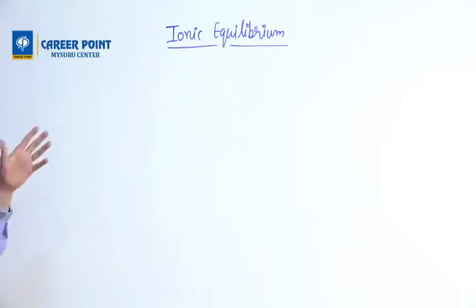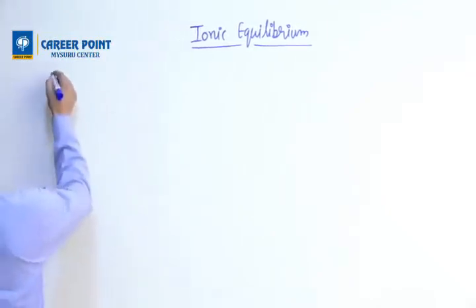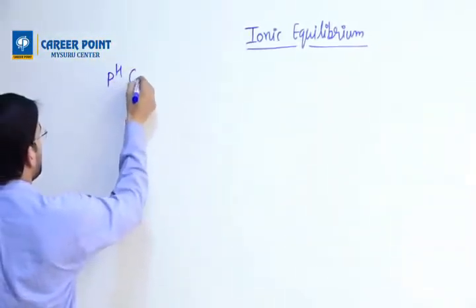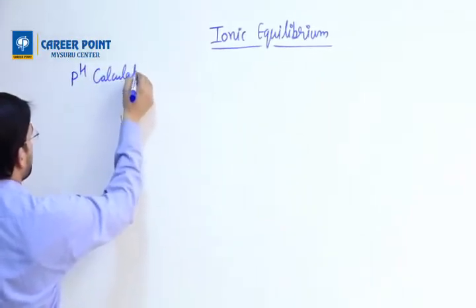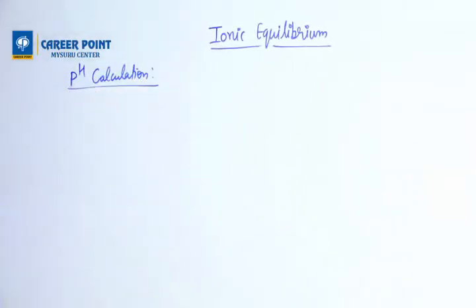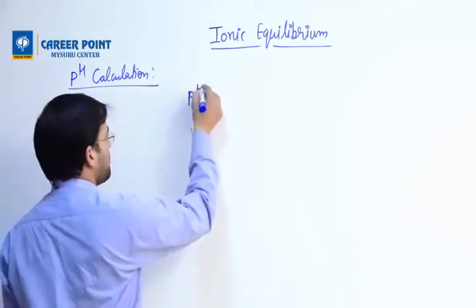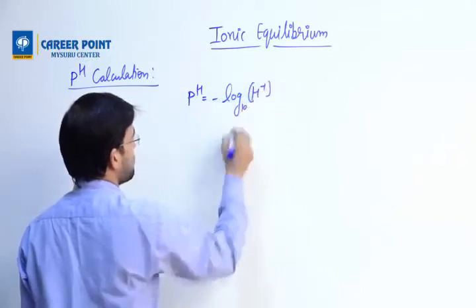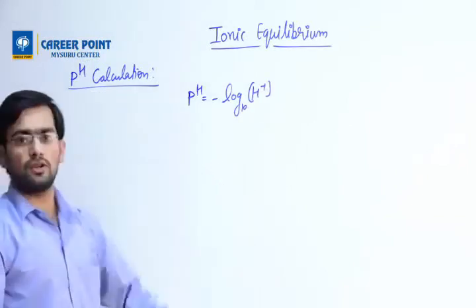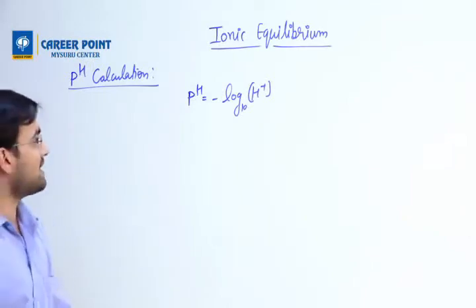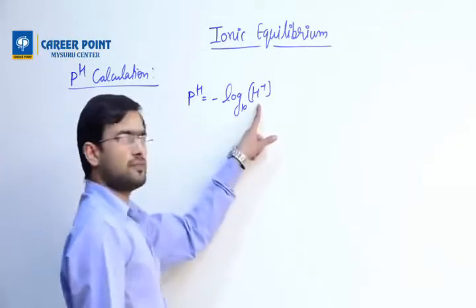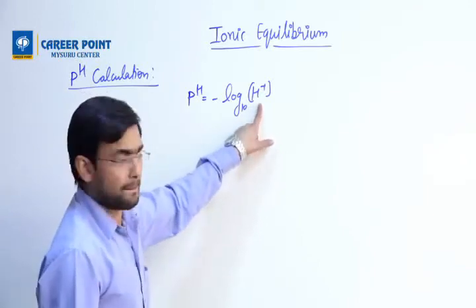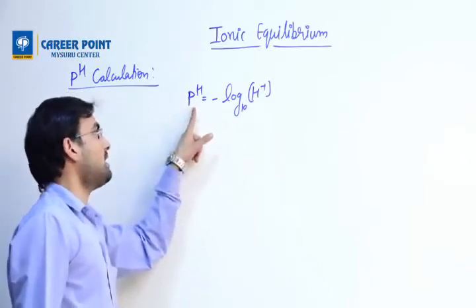Okay, and before we go to the equilibrium, the first thing is called pH calculation. Now to talk about pH calculation, we know one formula. What is the formula of pH? pH equals minus log of H plus concentration, base 10. Whatever H plus value I get, I put it here and take the log with a negative sign, and I get a pH value.